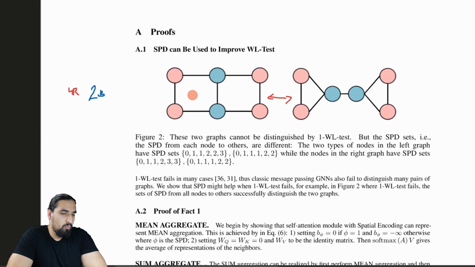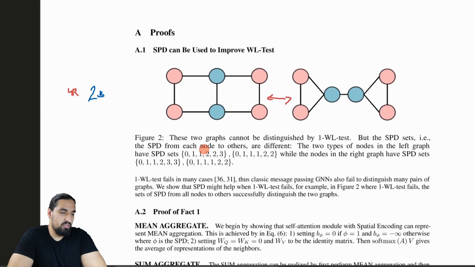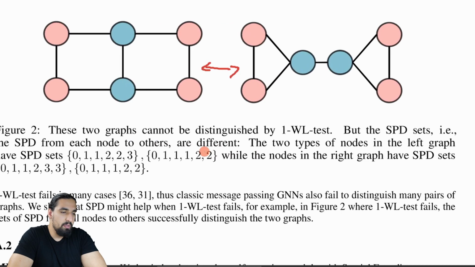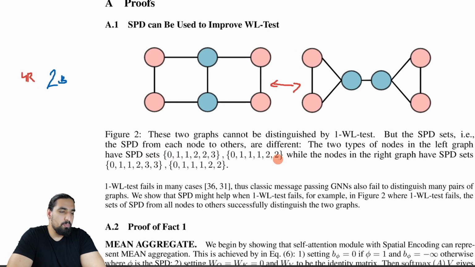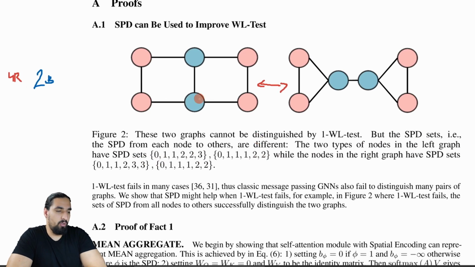On the other hand, if you focus on the shortest path distance, let's see what they say here. These two graphs cannot be distinguished by the Weisfeiler-Lehman 1 test, but the SPD sets, i.e. the SPD from each node to others, are different. The two types of nodes in the left graph have SPD sets, as you can see here. And let me break down what this means.